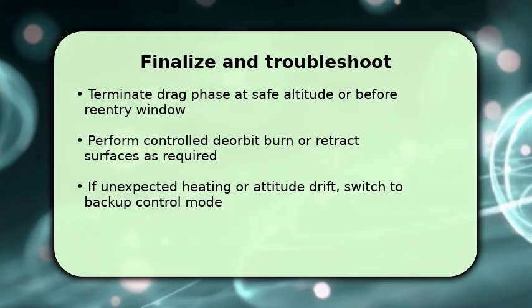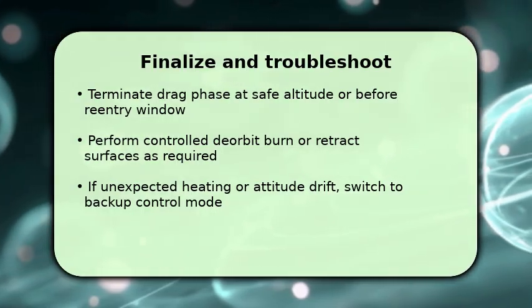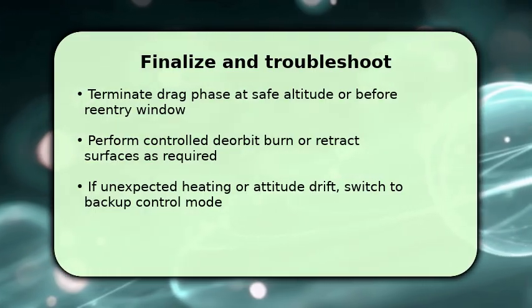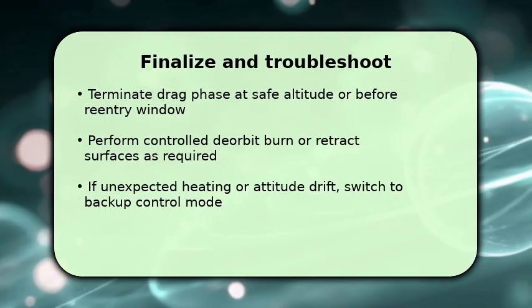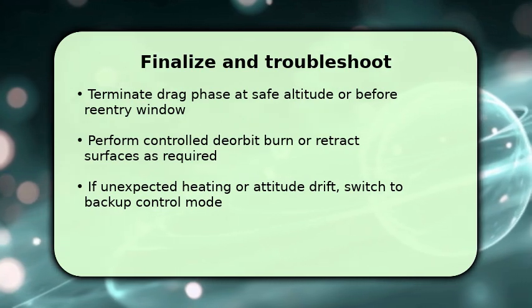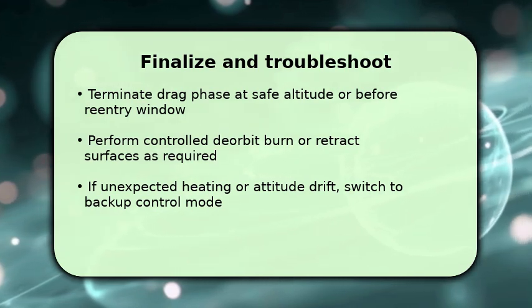If you encounter unexpected heating, rapid altitude loss, or persistent attitude drift, switch to backup control mode immediately and stabilize before proceeding. That single troubleshooting step prevents loss of vehicle control. Then, execute the planned end-of-mission.